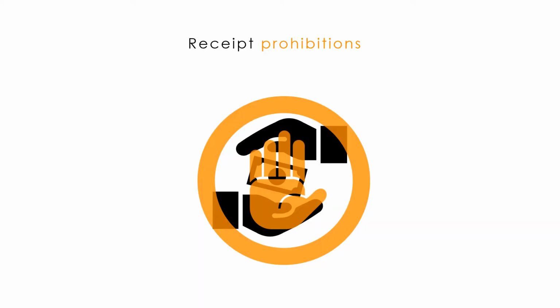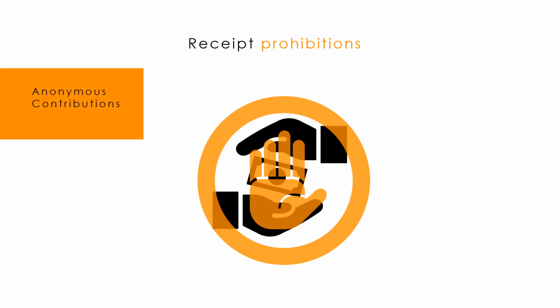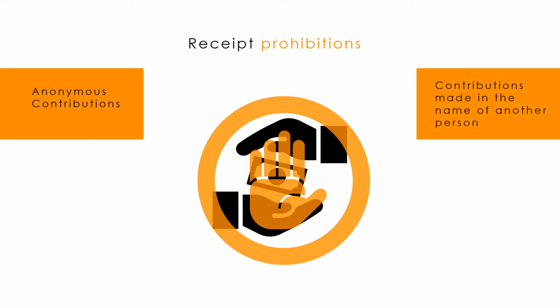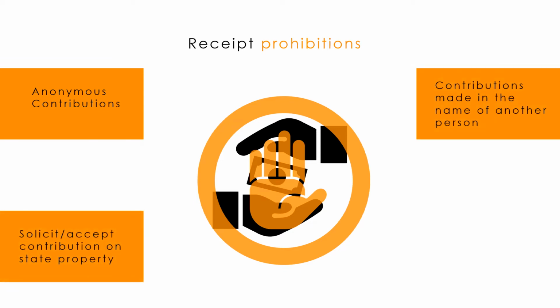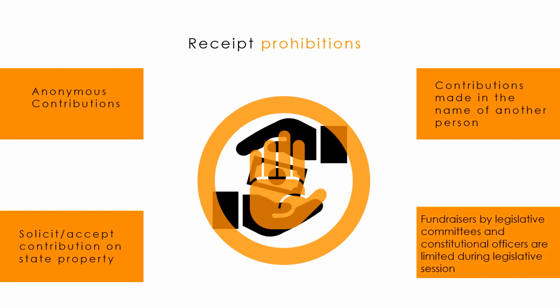Keep in mind there are some prohibitions on receipts. Committees are not allowed to accept anonymous contributions, contributions made in the name of another person, or allowed to solicit or accept contributions on state property unless rented or leased. Finally, legislative committees or committees for executive branch officers cannot hold fundraisers on days the legislature is in session.